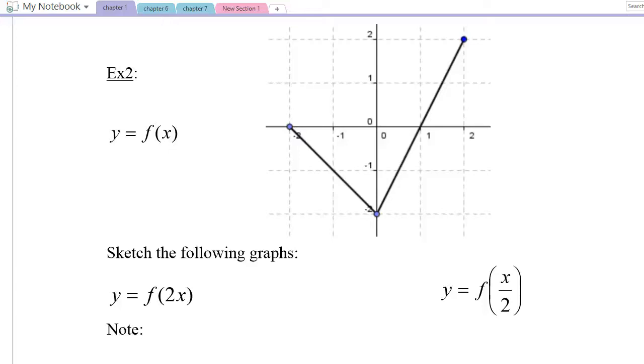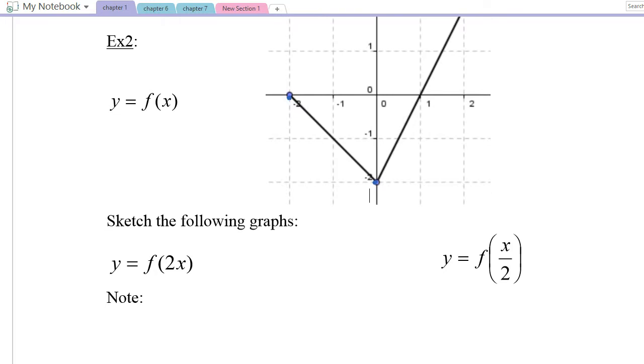Alright, for example 2, here is our given function, and again it's defined, I guess this time, by 3 points, and they're connected. Our instructions are to graph y is equal to f of 2x, and y is equal to f of x over 2. It's a little bit different.